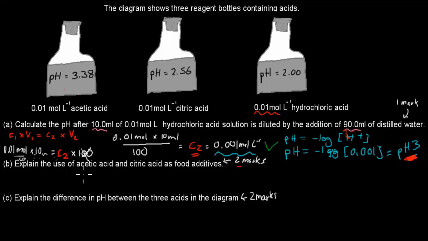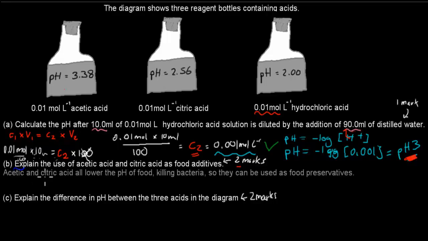The next part was: explain the use of acetic acid and citric acid as food additives. If you name what they get used for, you get 1 mark. If you explain it, you get 2 marks. So we're going to name what they get used for and explain why they get used for those different purposes as well.